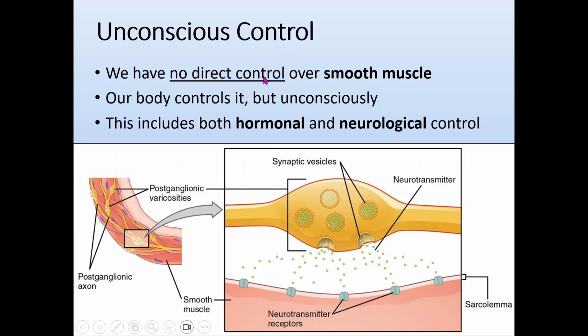We do not control smooth muscle. You don't get to decide when your blood vessels are constricting. You don't get to decide when your stomach constricts and puts things into your duodenum. All of that is completely subconscious. You are not aware of it. So both the hormonal and the neurological control for your smooth muscle is all subconscious.